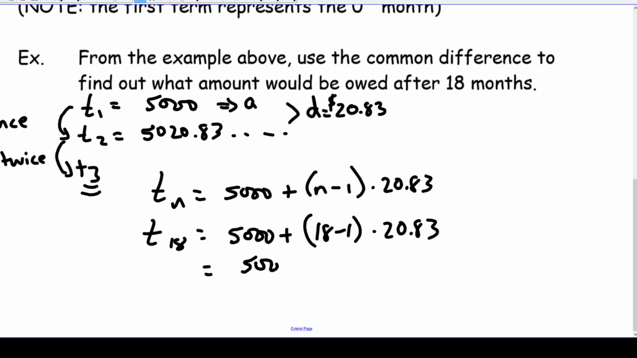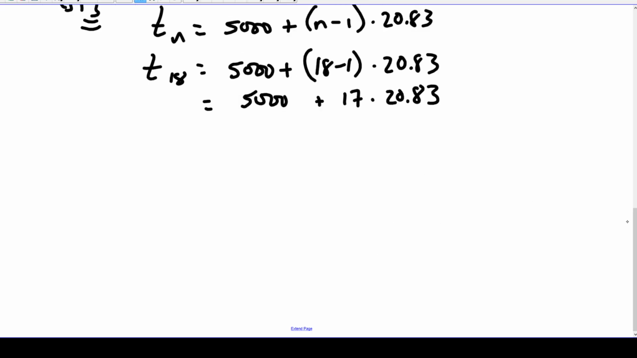And if I wrote that out this way, okay, I would have my final answer. So just doing this quickly on my calculator here, 5,000 plus 17 times 20.83 gives $5,354.11.